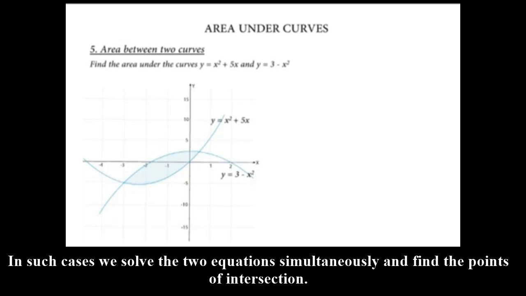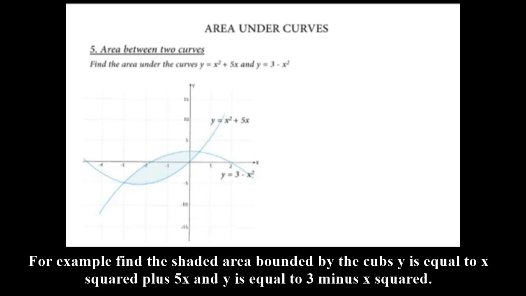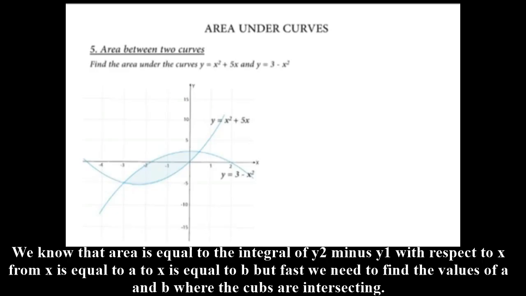In such cases, we solve the two equations simultaneously and find the points of intersection. For example, find the shaded area bounded by the curves y is equal to x squared plus 5x and y is equal to 3 minus x squared. We know that area is equal to the integral of y2 minus y1 with respect to x from x is equal to a to x is equal to b, but first we need to find the values of a and b where the curves are intersecting.